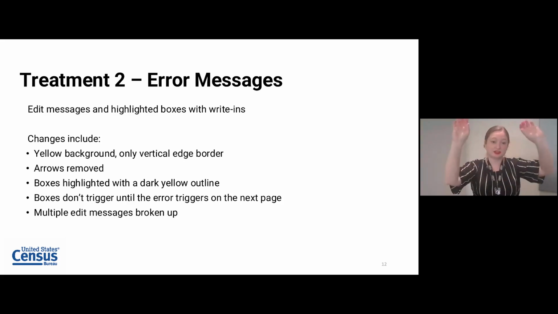The banner on top we're changing in this treatment to be yellow. It only has a border on one side. We're taking out all arrows. The boxes are going to highlight with a dark yellow outline, nothing in it. The boxes don't trigger until you hit that to next page. So right now, when you click into a box, it's going to light up and get an error arrow.